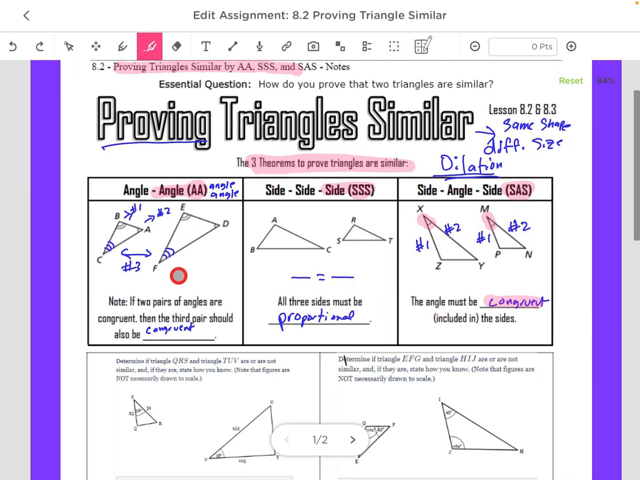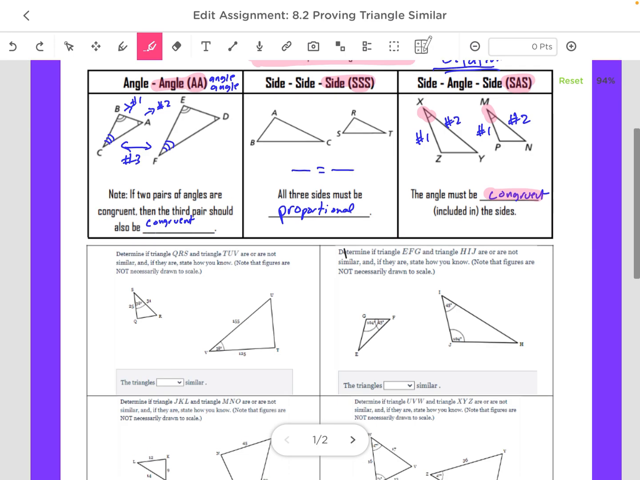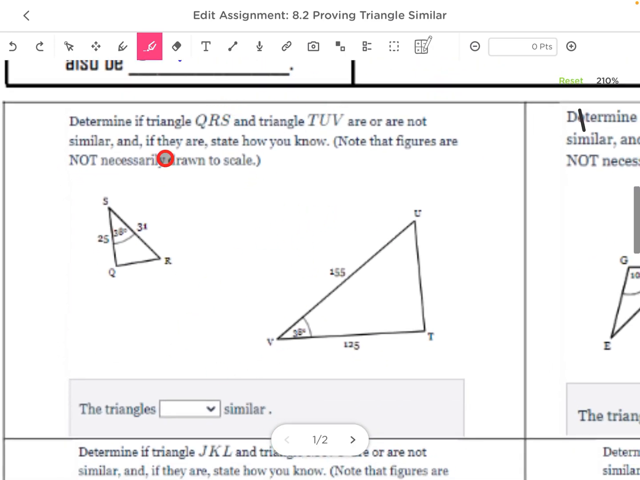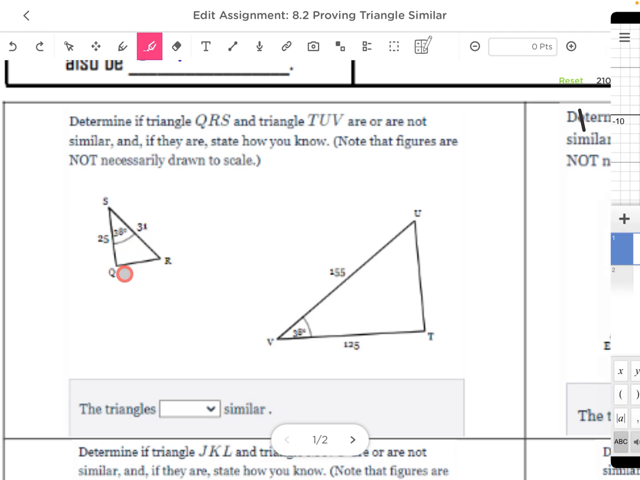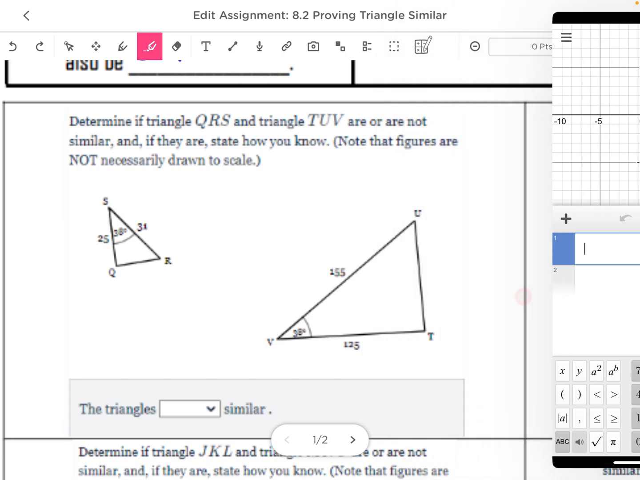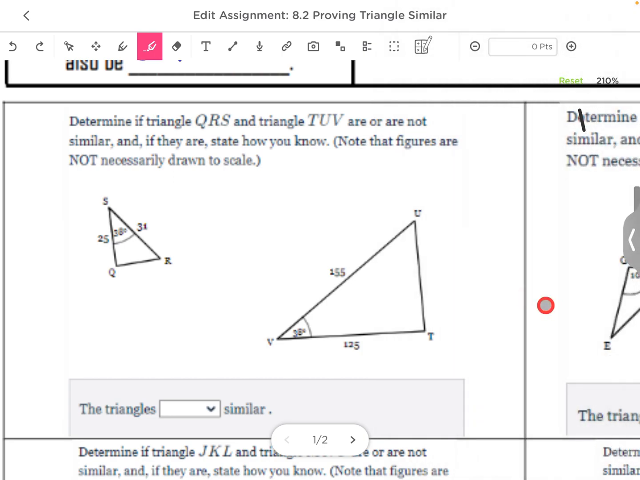Either angle, angle, which means all three are the same, side, side, side, where they're all three proportional, and then side, angle, side. Let's take a look right over here, and we're going to see if there's enough information to determine if they are similar, and if they are, how do we know? For this, we want to make sure that we pull up our calculator. So pull up your Desmos on a split screen real quick. Pause and do that.